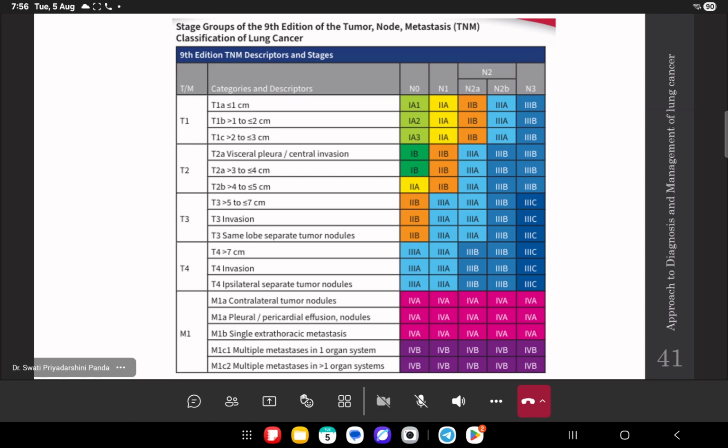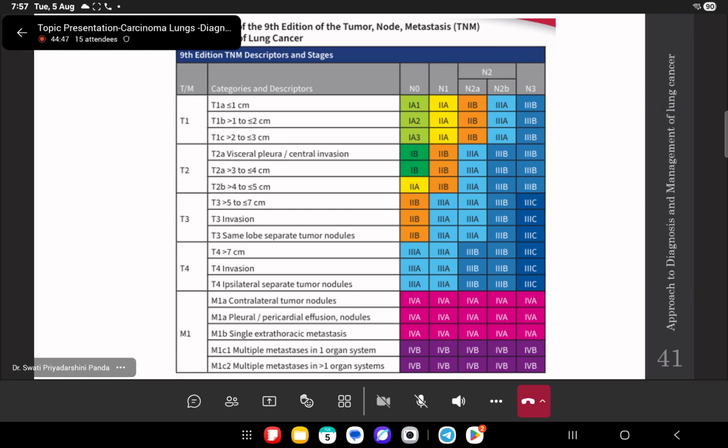Staging is based on the TNM findings. Stage 1A1 is only T1 of any category with N0. 1A2 and 1A3 are all the same, depending on the T1. In stage 2A, 2B, stage 2A includes T1 along with N1, or T2 with T2B with N0, and stage 1B is T2 with N0, T2A, T2B with N0.